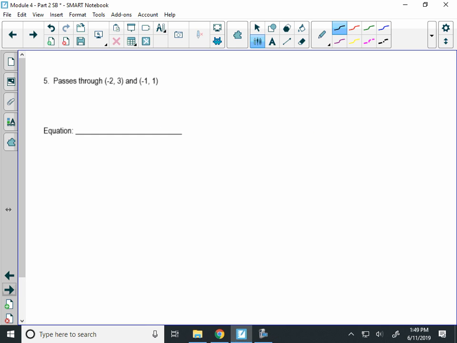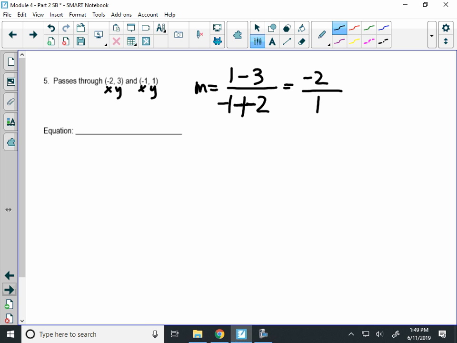All right, number 5. You can try on your own if you want. We're going to find the slope again. I'm going to have 1 minus the other y value equals -1 minus -2. 1 minus 3 is -2, and this turns into a positive. -1 plus 2 is 1. So my slope here is -2.